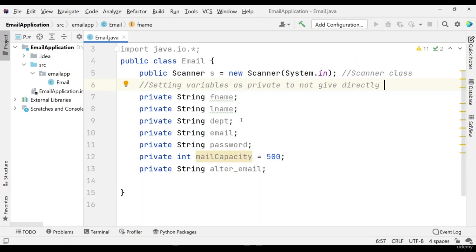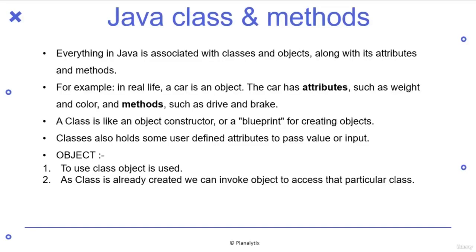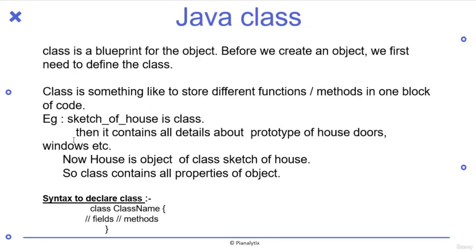So let us see some constructor methods and what is meant by method in Java. Okay, so Java class we have seen. As I told you, I will tell some more about class. Class is a blueprint we have seen. Class is something like it stores the functions or methods in one block of code, basically.